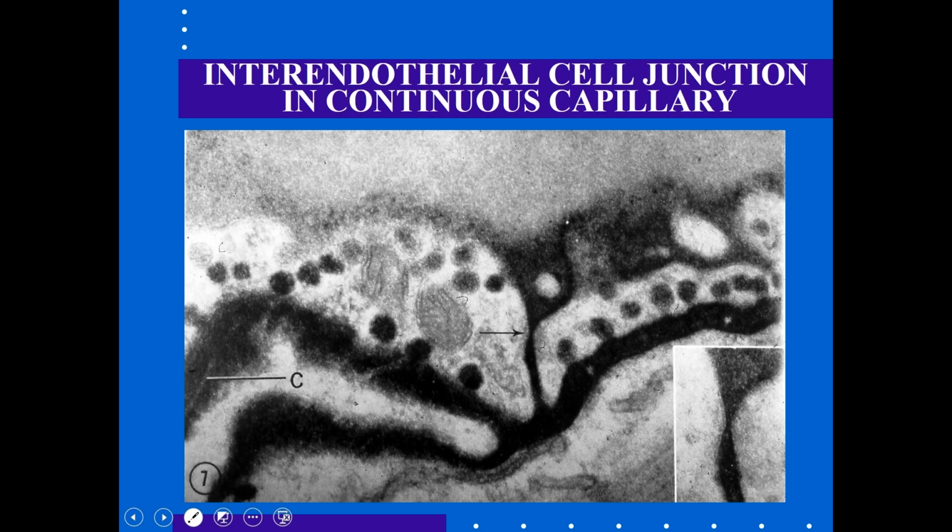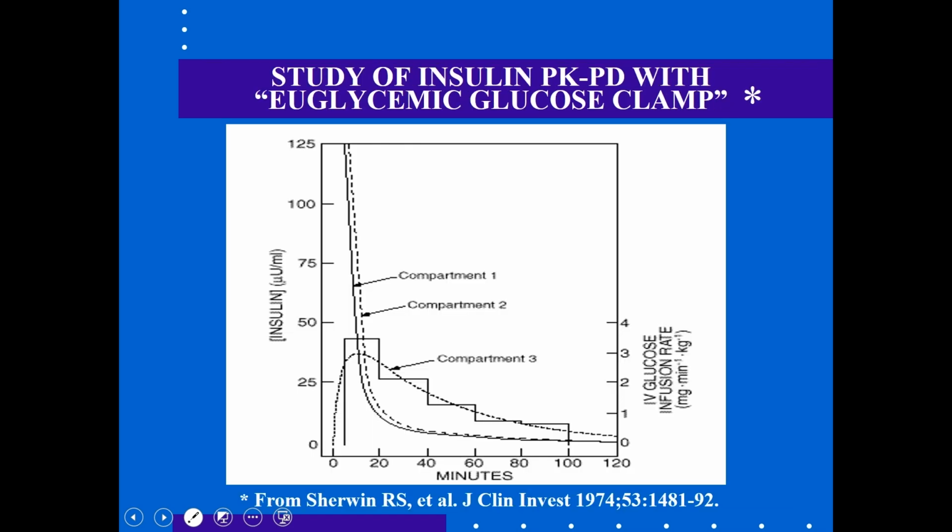On the other hand, here's a high-power electron micrograph of the interendothelial cell capillary junction. And you can see how much narrower this is, certainly in this blow-up. And that retards the passage of hydrophilic solutes through these capillaries.